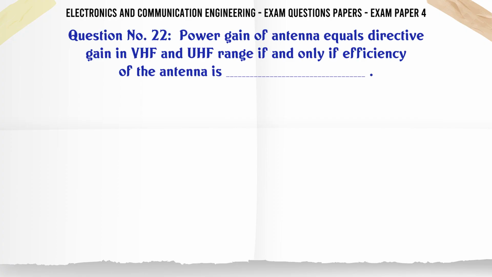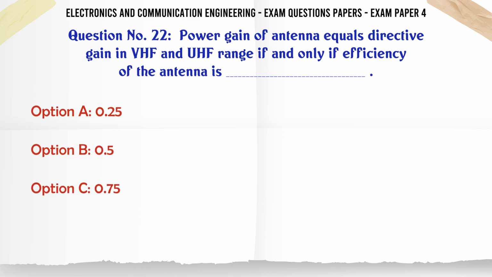Power gain of an antenna equals directive gain in the VHF and UHF range if and only if the efficiency of the antenna is A. 0.25, B. 0.5, C. 0.75, D. 1.